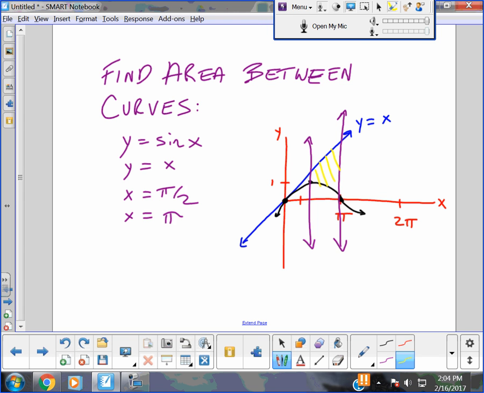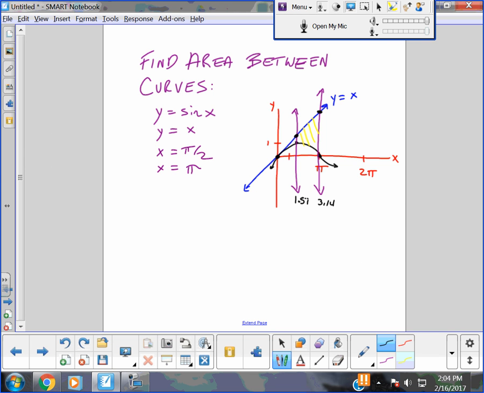All right, now, I know for a fact that pi over 2, you guys agree, is 1.57, and pi is 3.14. I know this is 1.57 and 3.14 on the y equals x line, so I know it's above. So if I want to just write this and not evaluate it, it's not too bad. The integral goes from pi over 2 to pi of the upper curve, x, minus the lower curve, sine x, dx.